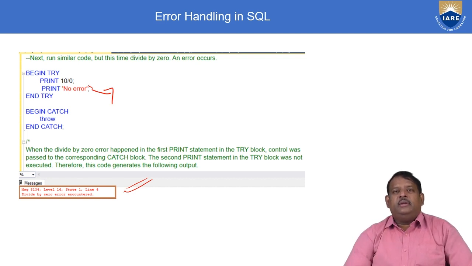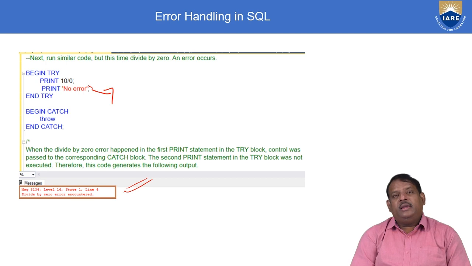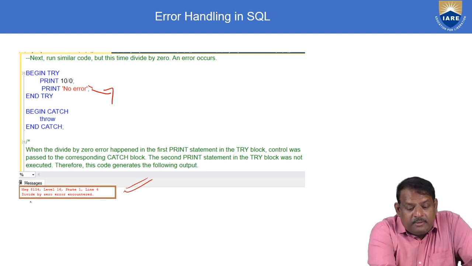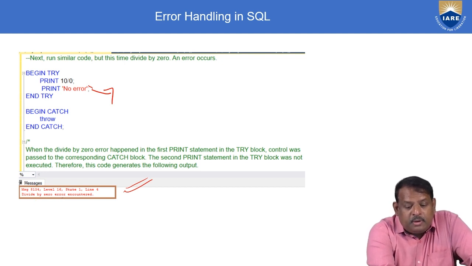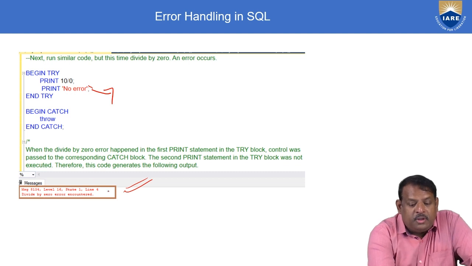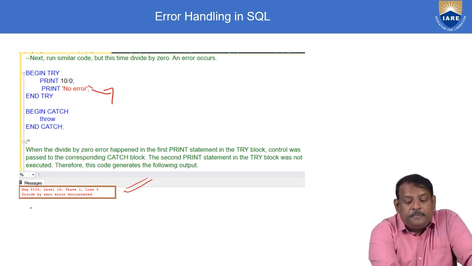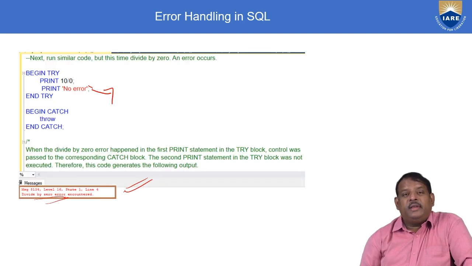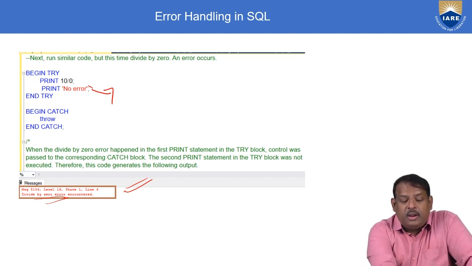In the catch block, it checks whether there is any logic to handle the error. There is no logic here, so it's throwing the error. So you're going to get the error, see here, divide by zero error encountered. Did we write this statement anywhere? No, we didn't. In the earlier example, you had written "oops error encountered," but in this case you have not written any message. You just say throw. Your system is throwing a message called divide by zero error encountered.